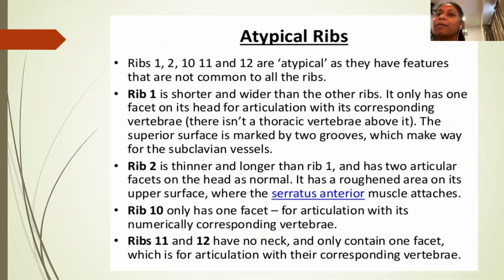The atypical ribs are ribs 1, 2, 10, 11, and 12. They are called atypical because they do not have the common features of a typical rib. Rib number 1 is shorter and wider compared to other ribs. It has only one facet on its head for articulation with its corresponding vertebra, and on the superior surface, it is marked by two grooves which make way for the subclavian artery and the subclavian vein. Rib 2 has two articular facets on the head as a normal rib, but it has a roughened area on the upper surface where the serratus anterior muscle attaches. Rib number 10 has only one facet for articulation, and ribs 11 and 12 have no neck and only one facet for articulation with their corresponding vertebra.